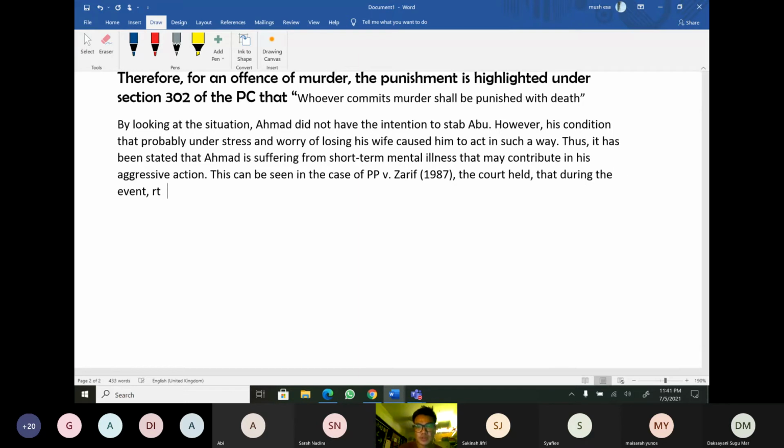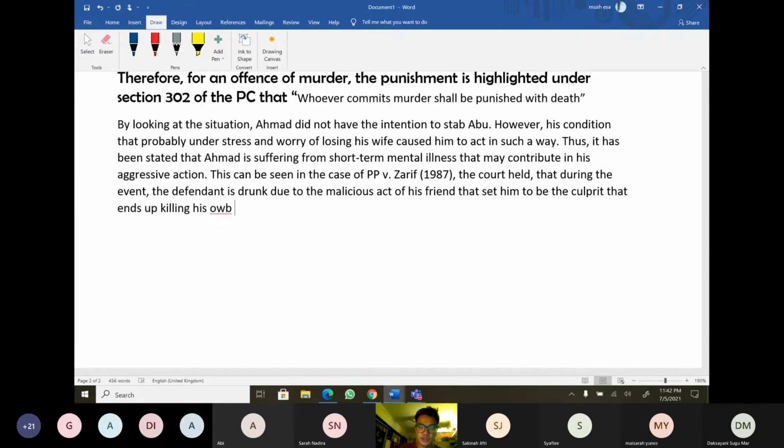event. Okay, yang during the event of ni, ini adalah case yang ni PP against Zarif ni. Event, defendant is drunk, let's say, due to the malicious act of his friend that set him to be the culprit that killed, that ends up killing his own wife.